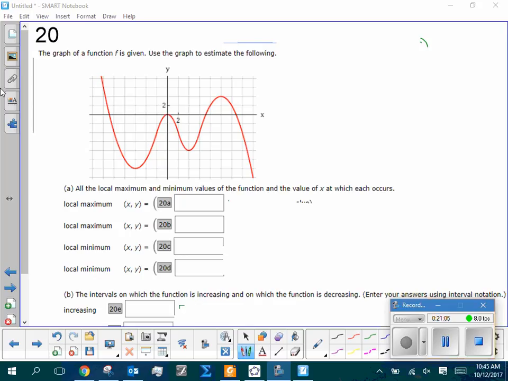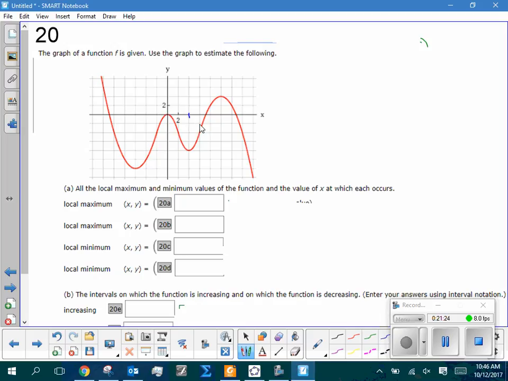Okay, so question number 20. They're asking us to find local maximums, increasing, decreasing. Same idea as what the last question was. Pay attention though, and I did this whole problem once already, but I did it wrong because of these intervals here. So that's 2 and that's 2. So that means that's 4, 6, 8, 10, and so forth.